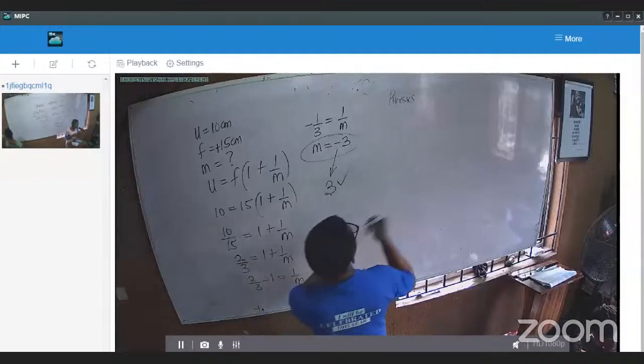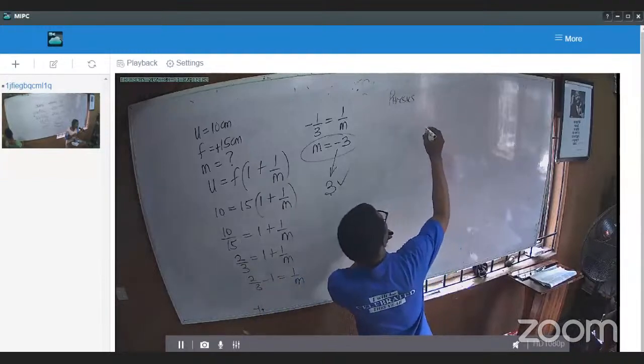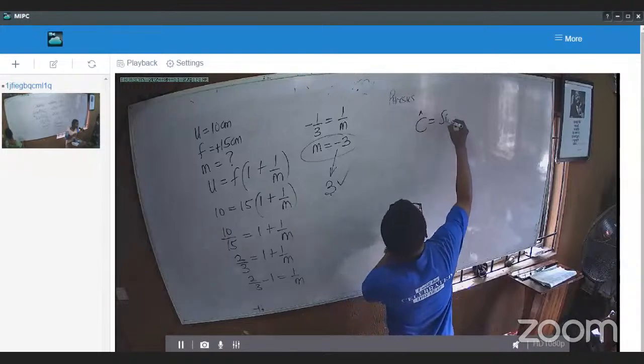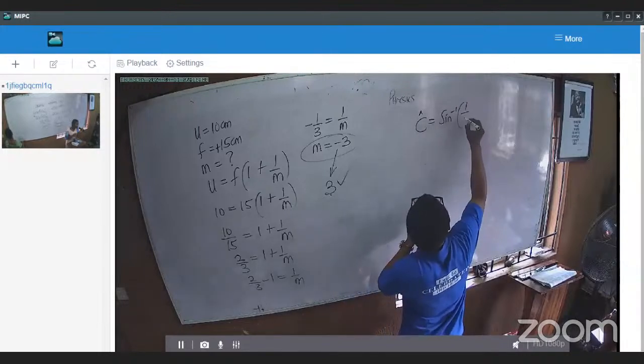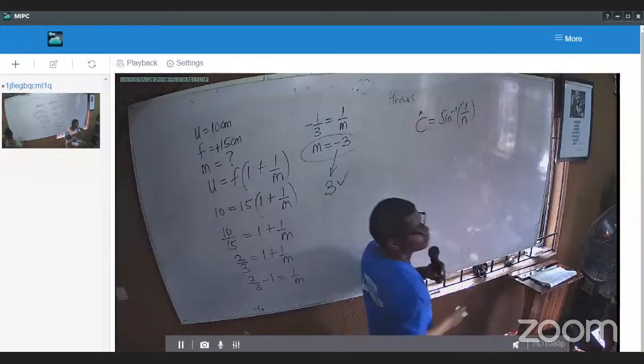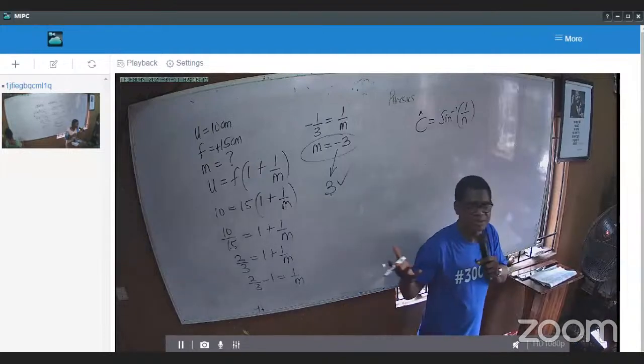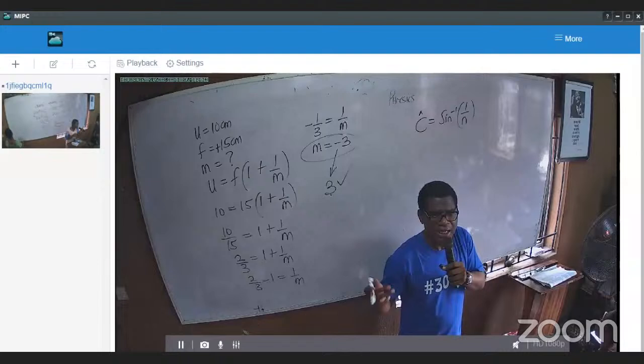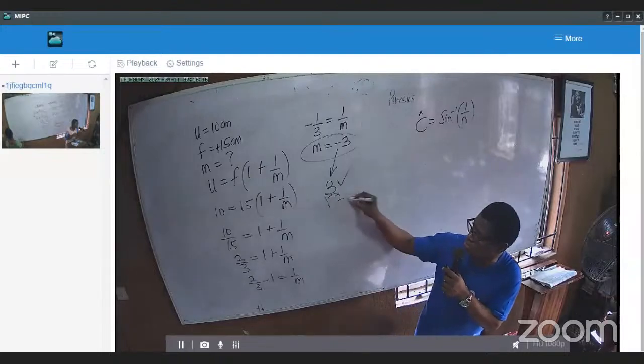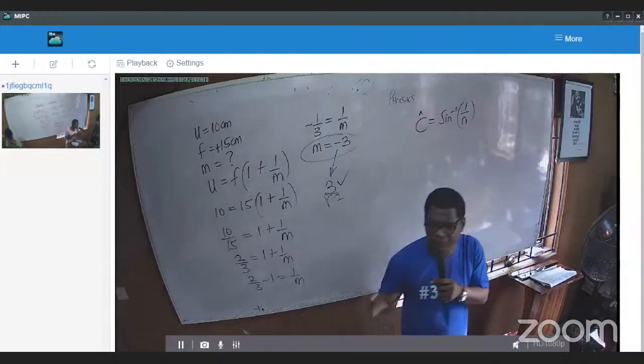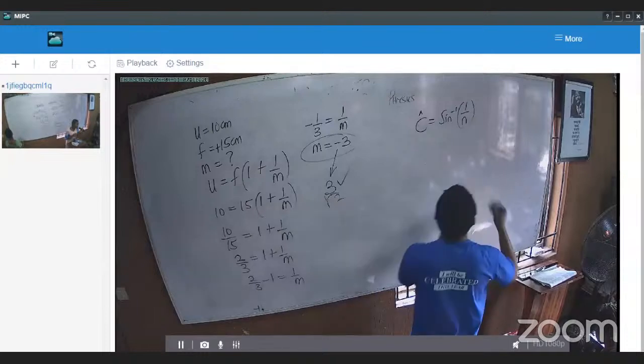What are we looking for? Is it n or c? C, arc sine 1 over n. What John will give you basically is the one that has to do with square root. And they always like to give root 2. Now say arc sine 1 over root 2. Now get 45. So I don't use calculator.